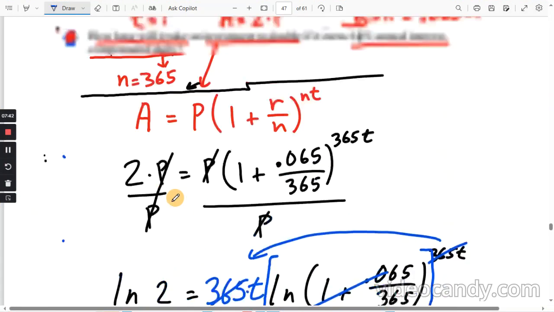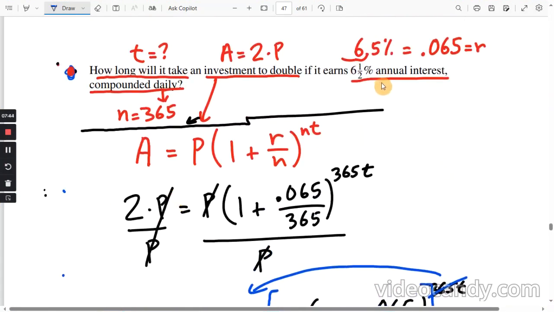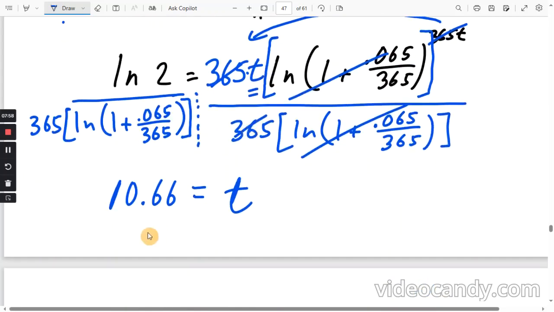What are the units? Well, the interest rate was an annual interest rate, and remember, the units have to match. So that is going to be in years. How long will it take? It is 10.66 years.